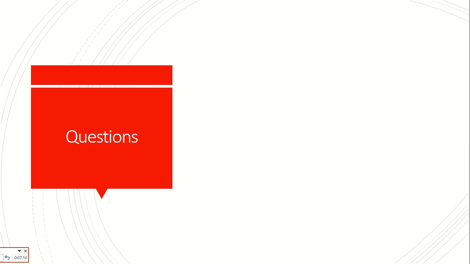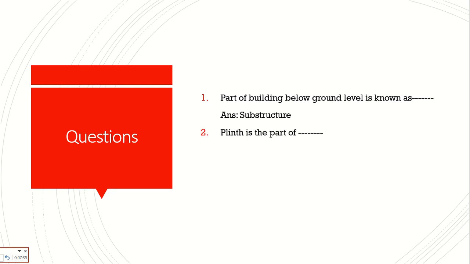Now there is time for some questions. You have to fill in the blanks. First question is, part of a building below ground level is known as. So just tell me whether it is known as substructure or superstructure. So yes, a part of a building constructed below the ground level is known as substructure. Second question is, plinth is a part of. Whether it is a part of substructure or superstructure, we have already discussed it in summary. So yes, plinth is a part of superstructure.